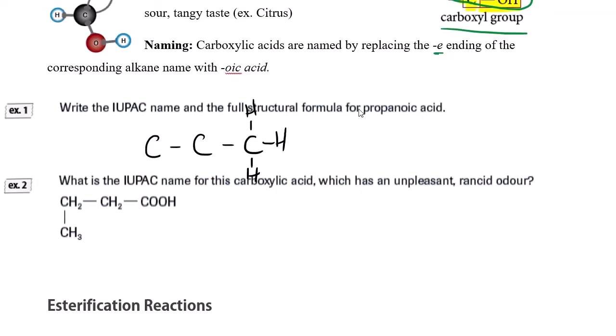And if we want to write out propanoic acid's full structural formula, then we need to start with 3 carbons in the backbone, 1, 2, 3, and one of the end carbons, one of the terminal ones, is going to be part of the carboxyl group. So this here, 1, 2, 3 carbons, would be propanoic acid. If I wanted to name this next one, which has got 1, 2, 3, 4 carbons in the backbone, it would not be butane, but butanoic acid.